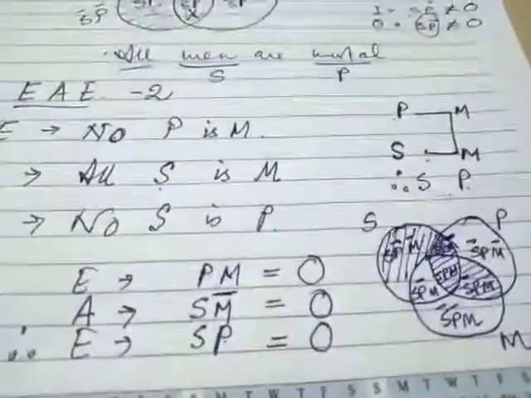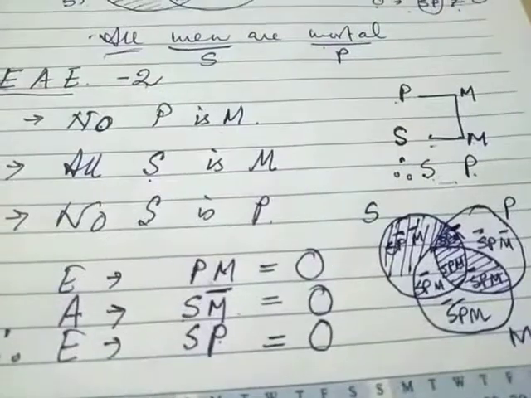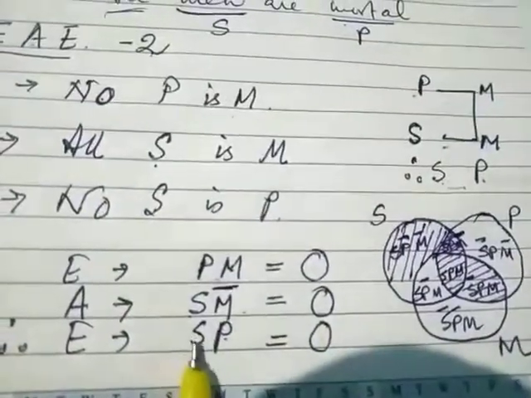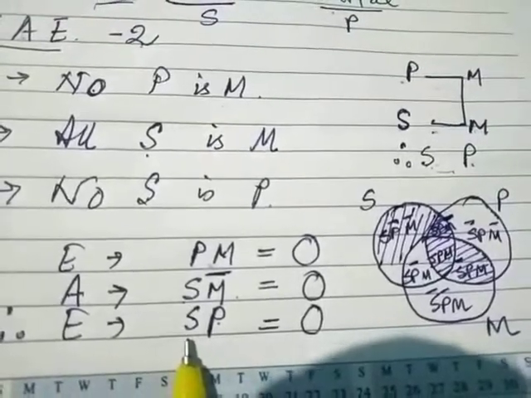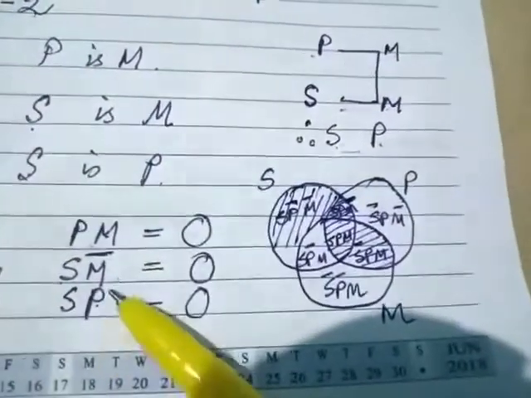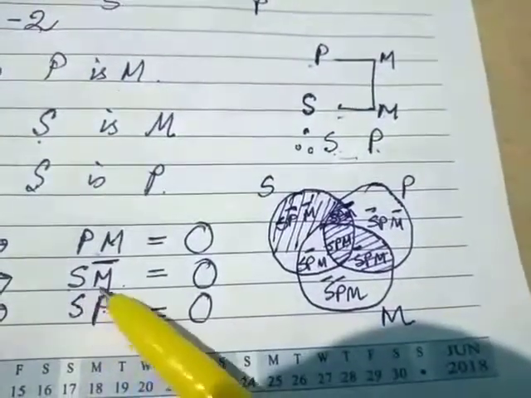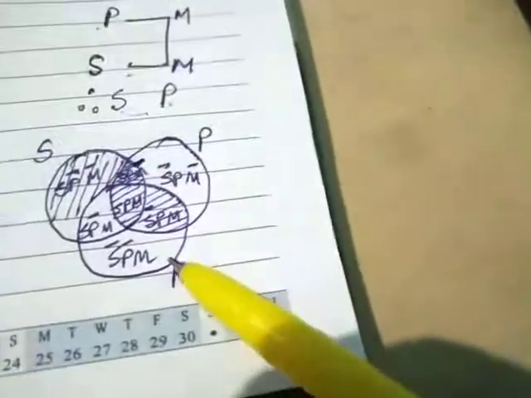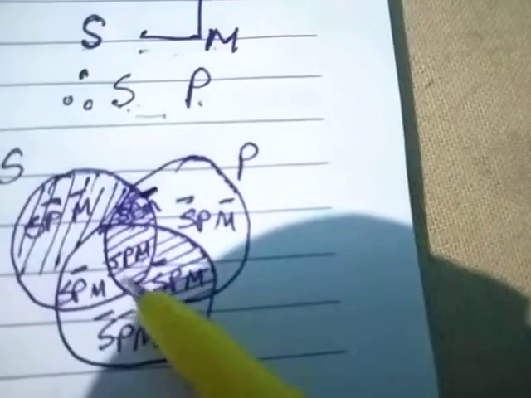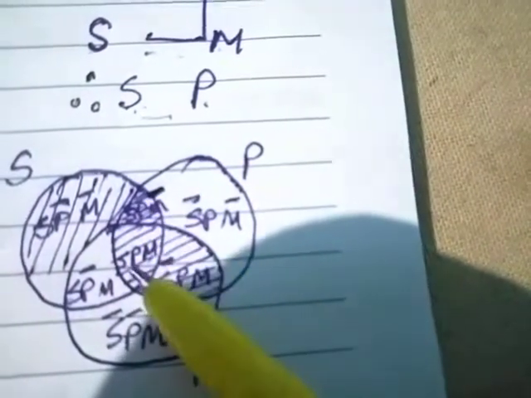Okay, now my drawing of both the premises is done. Now I have to see whether the conclusion is automatically drawn or not. What is the conclusion? Conclusion is SP equal to 0, which means it should be shaded. So where is SP? There is no bar on S and no bar on P. Forget about M here because there is no M. SP. You can see in these two cases there is no bar on SP.